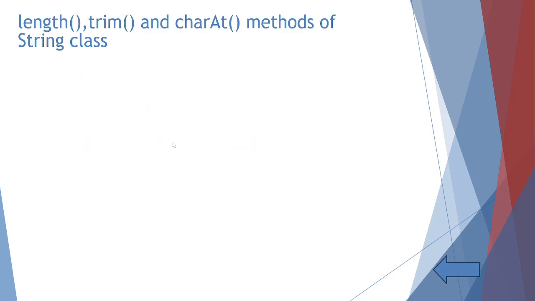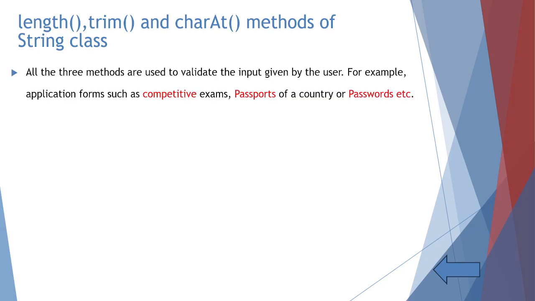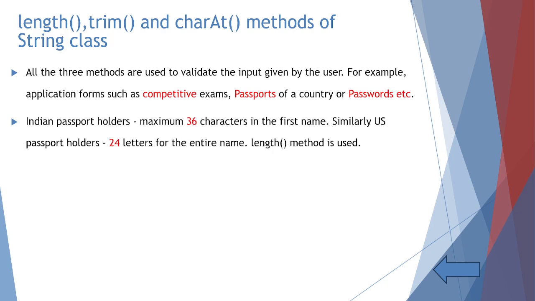Now, usage of length, trim and charAt methods. Let's understand the situations. All these three methods are used to validate the input given by the user. For example, application forms such as competitive exams, passports of a country or passwords, etc. Indian passport holders, maximum 36 characters in the first name. Similarly, US passport holders, 24 letters for the entire name. So the length method is used to check.